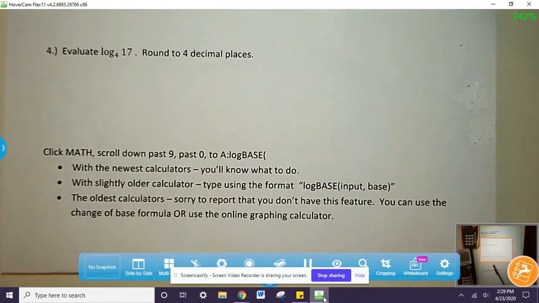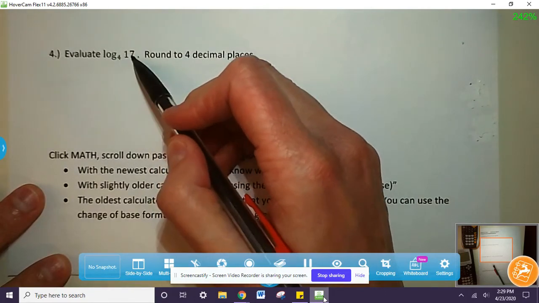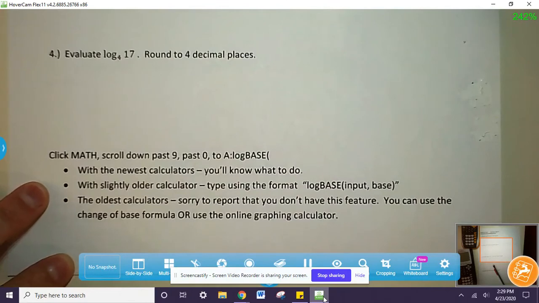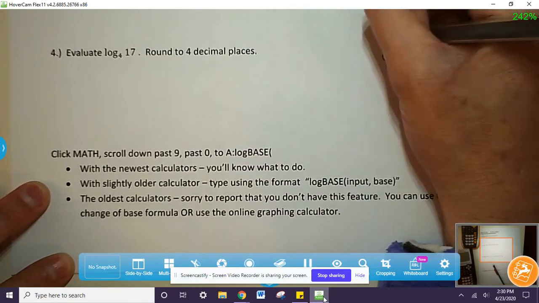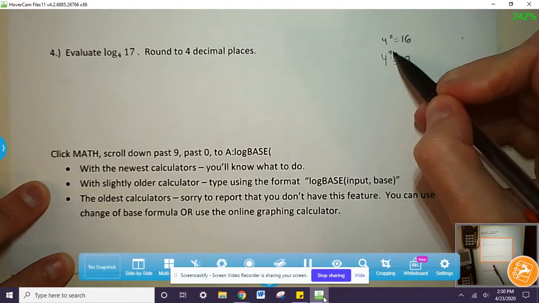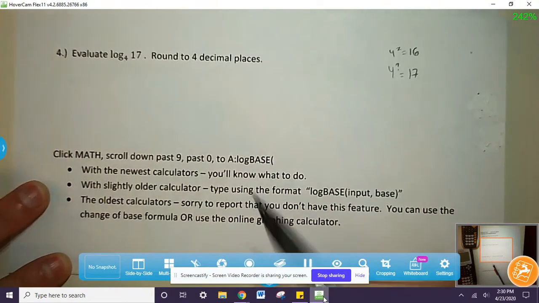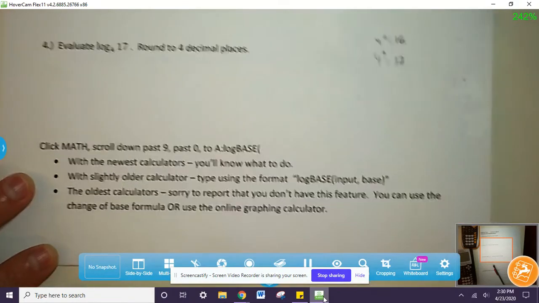So here's the example we're going to do: log base 4 of 17. And if you think about that for a minute, you should be able to get some idea of what the answer will be. Because what you're solving here is 4 to what power is 17. So since 4 squared is 16, we're expecting an answer just a little bit bigger than 2. Okay, so here's what may happen when we try to do this in our calculator.